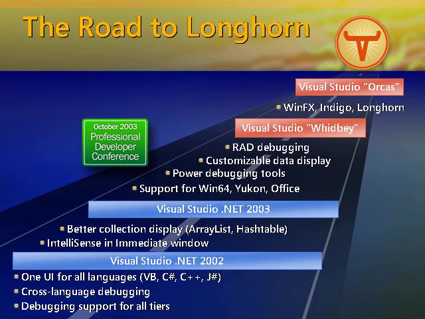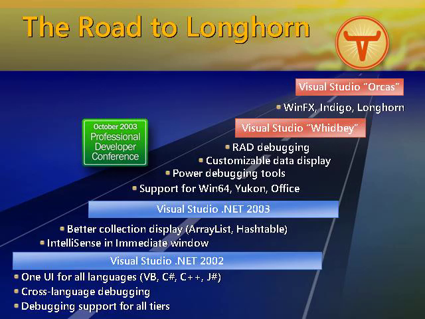Between VS 2002 and 2003, we received a lot of customer feedback and focused on the general usability of the debugger. We also looked at some of the larger areas like performance and security. Some of the features that stand out from 2003 include the ability to view collections such as an array list or a hash table more intuitively, as well as the first step in bringing back the RAD debugging experience for Visual Basic developers by providing IntelliSense in the immediate window.